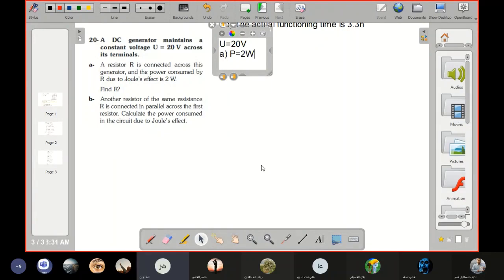R equal U over P. From where did you get this formula? Professor, I know that R equals P over I. R equal P over I. From where did you get this formula? Are you revising the lesson?